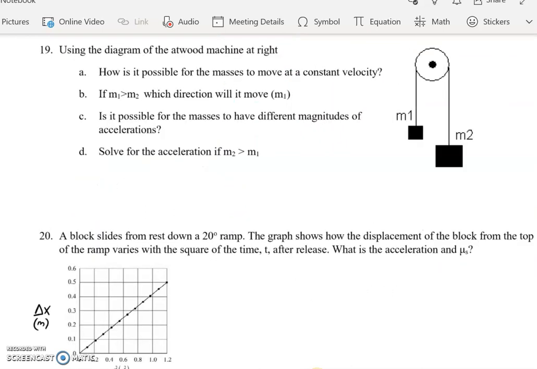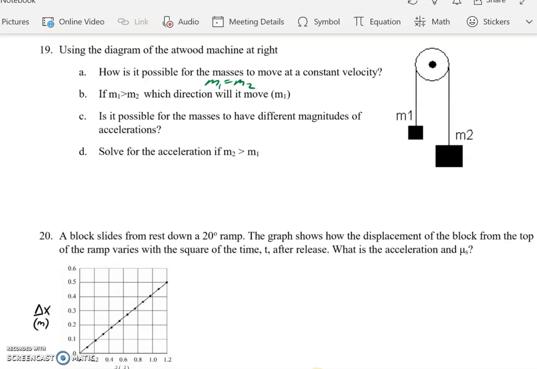Alright, I'm using the diagram of the Atwood machine at the right. How is it possible for the masses to move at a constant velocity? Well, that's only going to be possible if our masses are the same, because you'd have the same force up and down for both blocks. And they would also have to be moving. You'd have to cause them to move, and they would continue moving at a constant velocity.